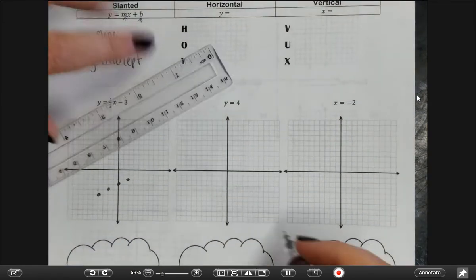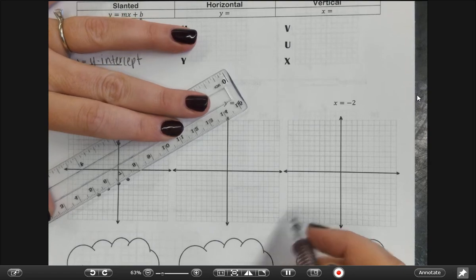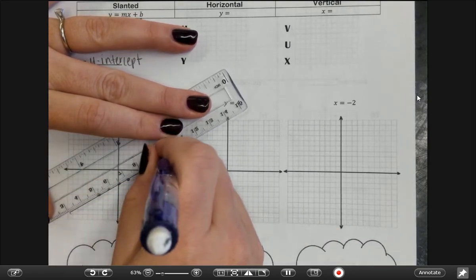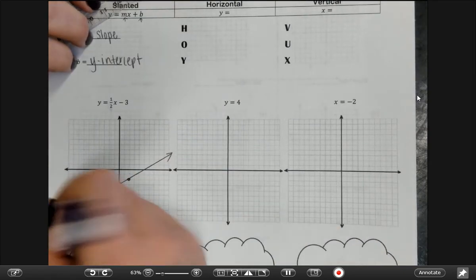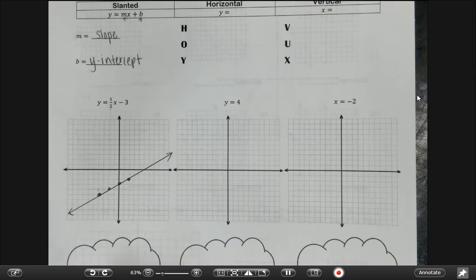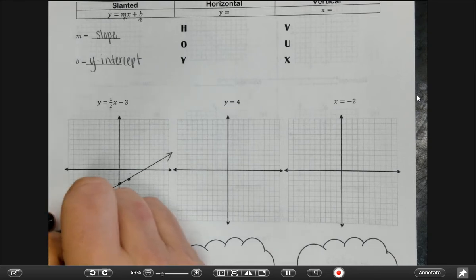And then I'm just going to connect this thing. Here is my line. I'm going to label my line. Very important to give this thing a name.